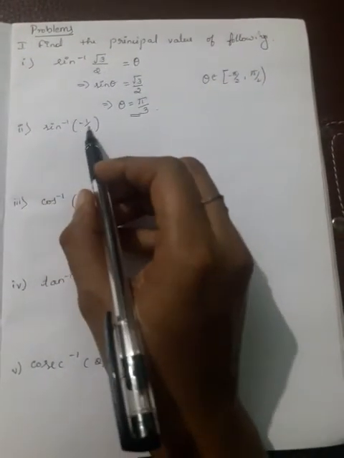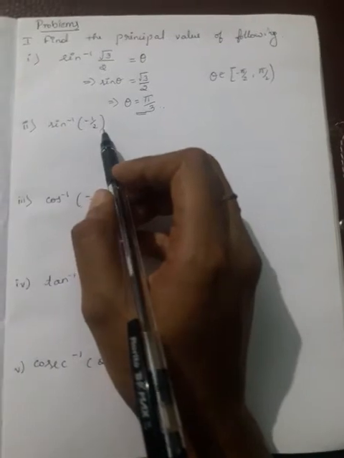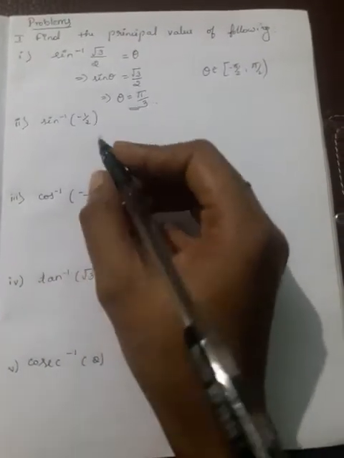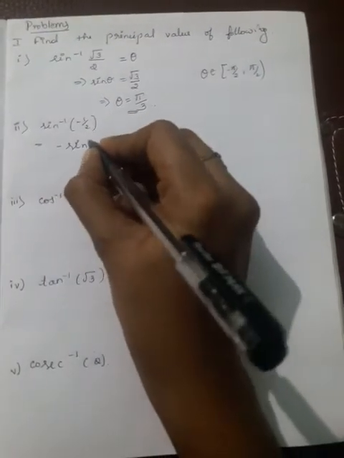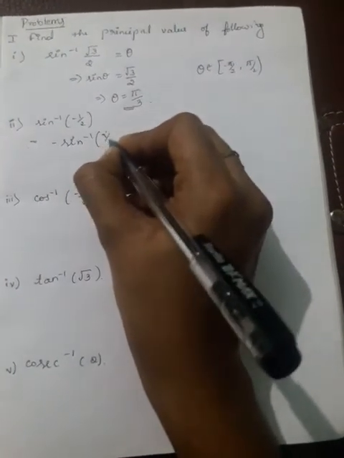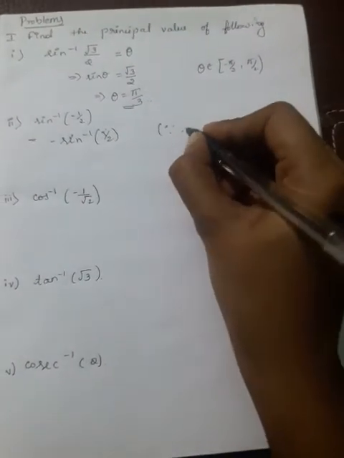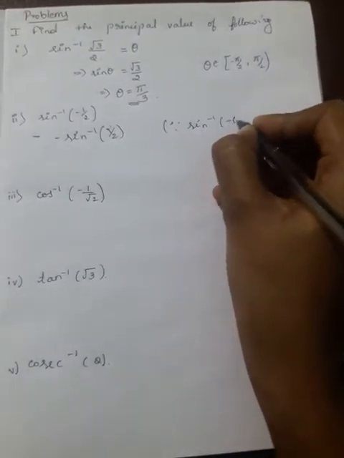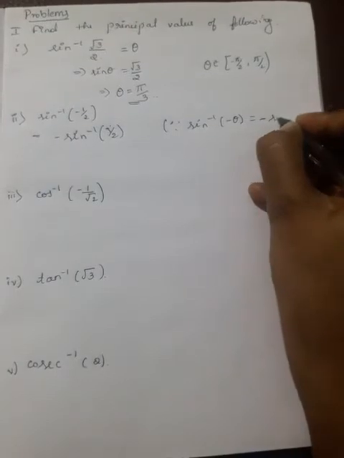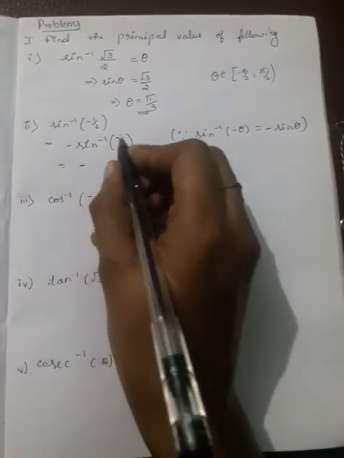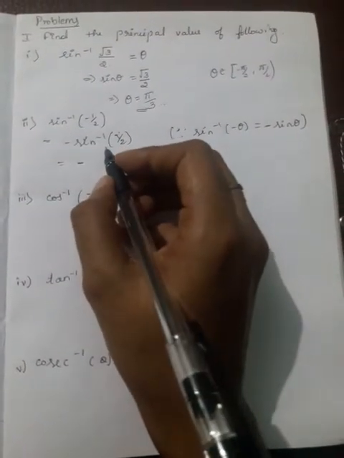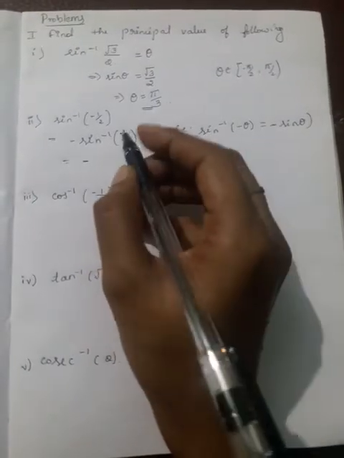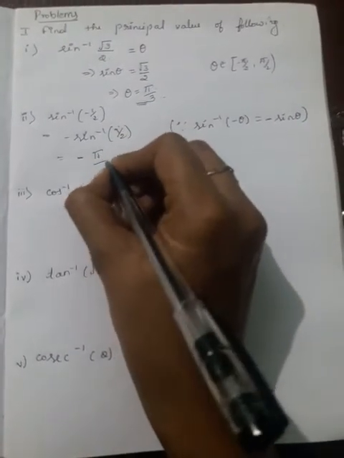The next is sine inverse of minus 1 by 2. You know that sine inverse of minus x is equal to minus sine inverse of x. This is one property. So this is equal to minus sine inverse of 1 by 2, and that value we know, that is sine 30.